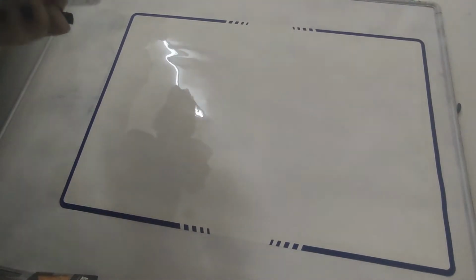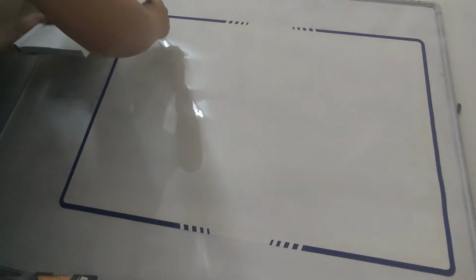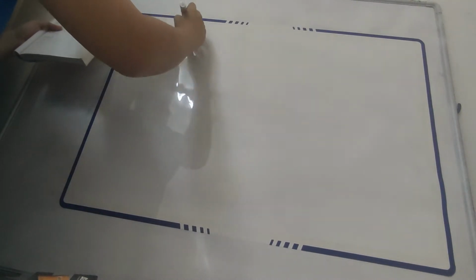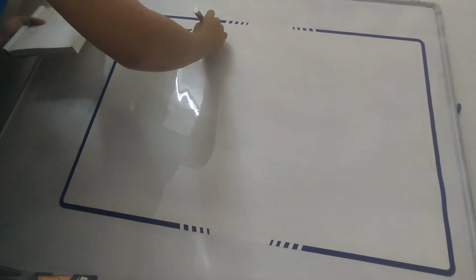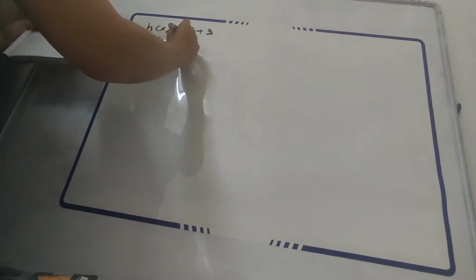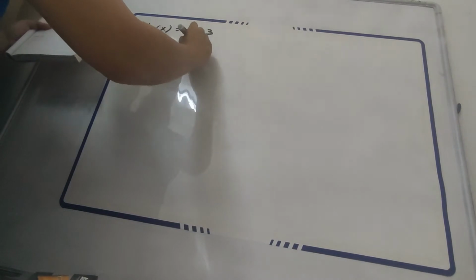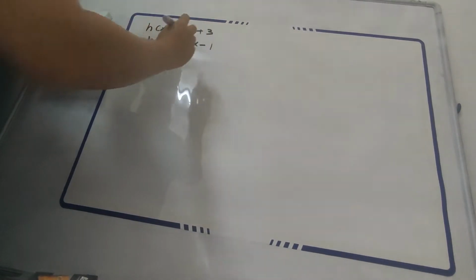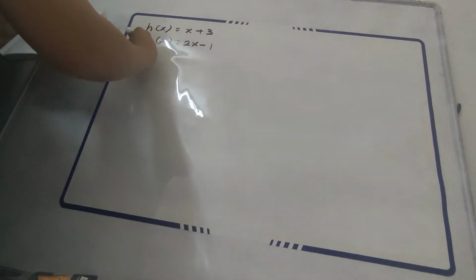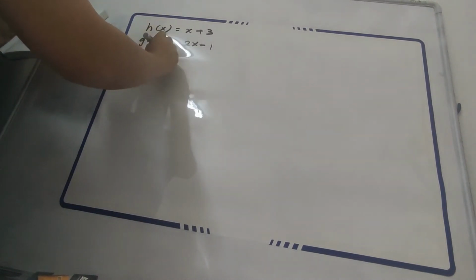Question 11. Write down two functions. One is a function of h. Another one is composite function gh(x). Question asks you what is the function of g. What is g(x)?